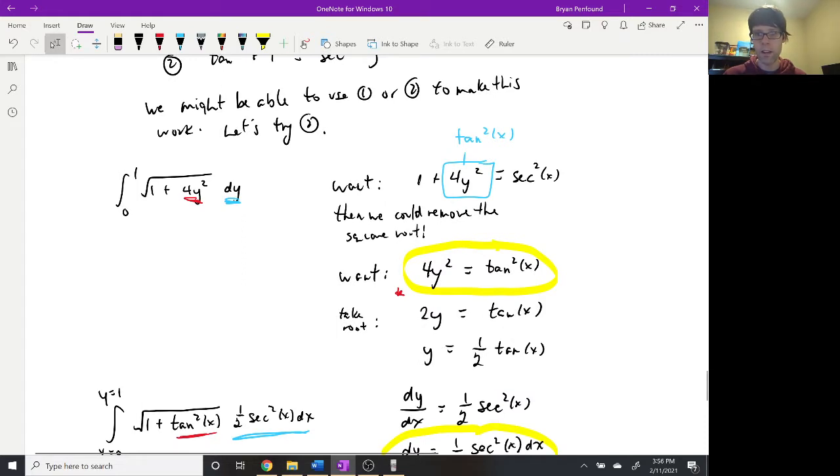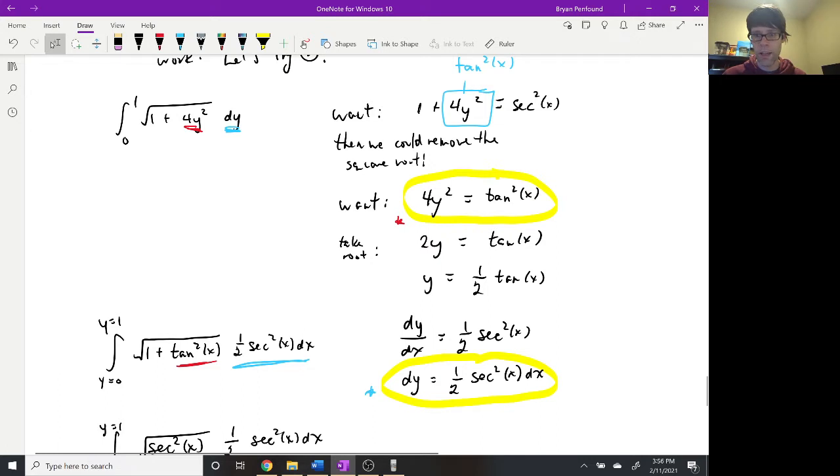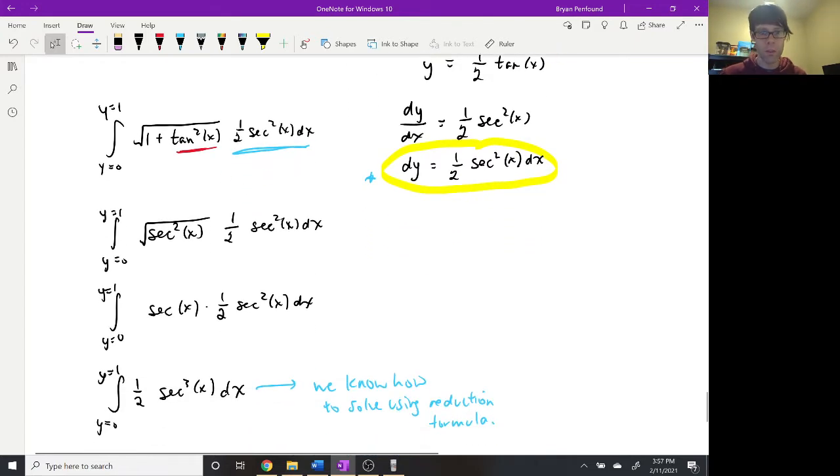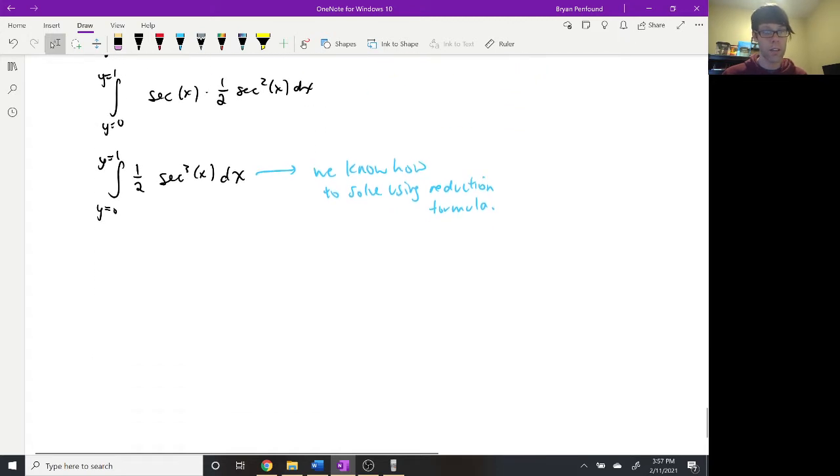We said 4y squared should be equal to tan squared, and that way we're going to get a secant squared under the square root. So we found a relationship for y, found the derivative, and that allowed us to exchange the differential dy for something else that had a dx in it. So the substitution that we used was we replaced 4y squared with tan squared, replaced dy with this 1/2 secant squared dx, and then we simplified this integral. We got rid of the square root, combined our secants together, and ended up with this integral here that is 1/2 secant cubed.